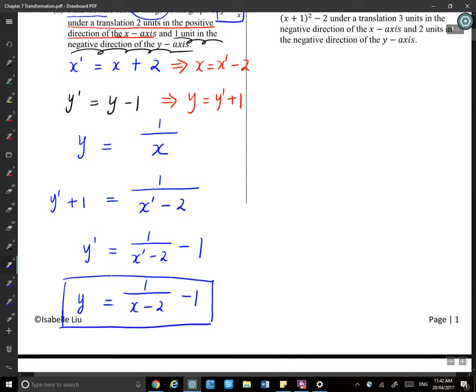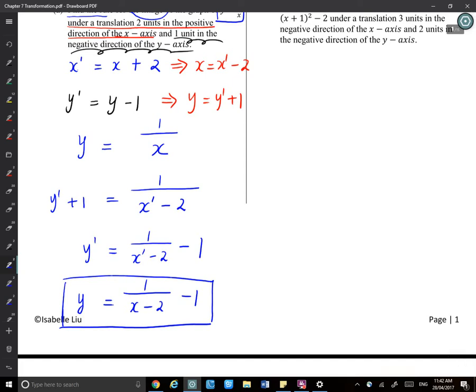I know you can do this type of question really easily by looking at it, because moving to the right by 2 units will be -2, and moving down by 1 unit will be subtract 1. But do not use that method.